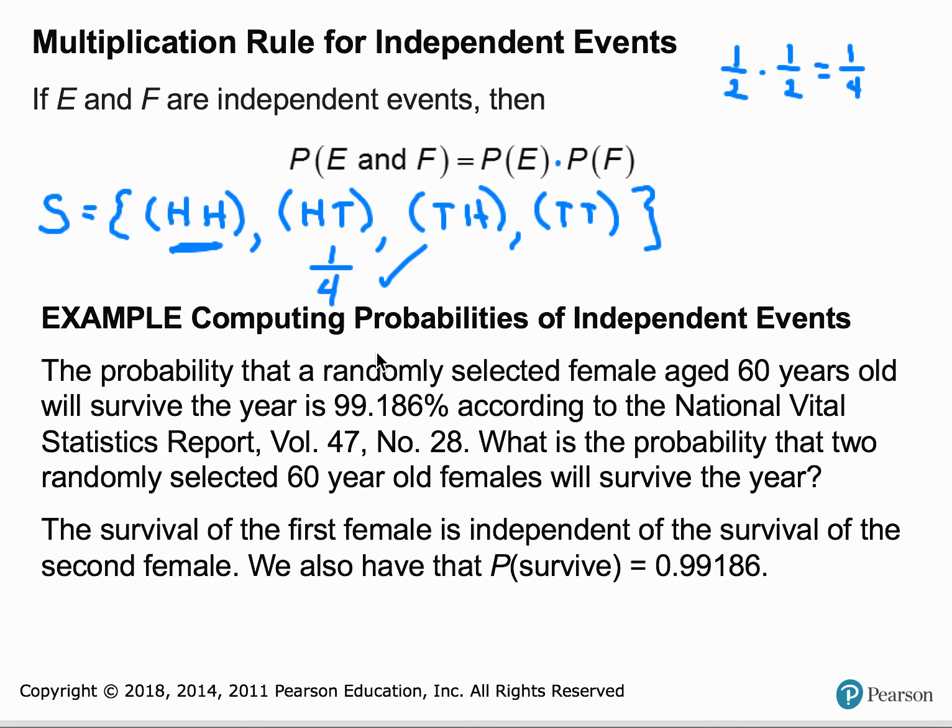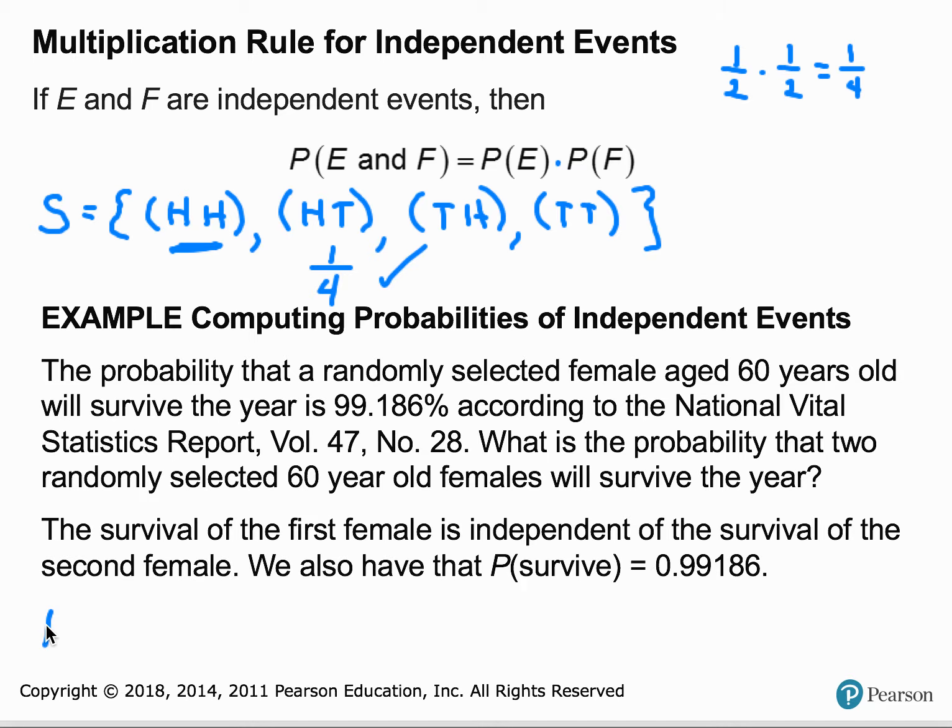For example, the probability that a randomly selected female, age 60 years old, will survive the year is 99.186%, according to the National Vital Statistics Report. What's the probability that 2 randomly selected females 60 years old will survive the year? It tells us that the survival of the first female is independent of the survival of the second female, and we know what that probability is. This is 99.186% written as a decimal.